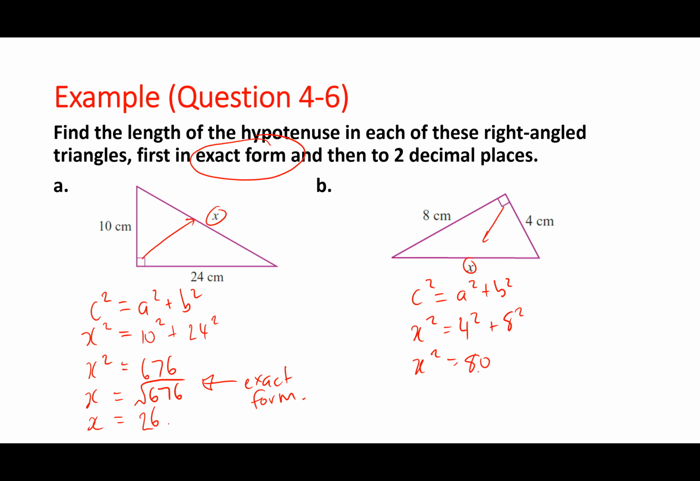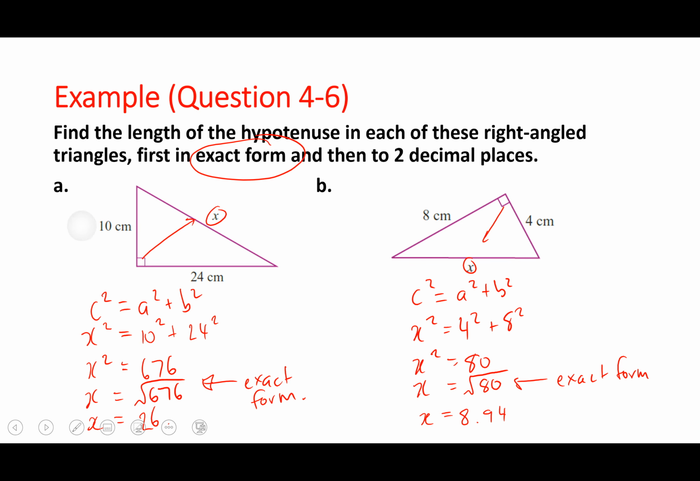Now, to get the x by itself, I'm going to do the square root. If x squared is equal to 80, then x is equal to the square root of 80. Again, this is the exact form. And last but not least, we're going to work out what it is to 2 decimal places. Putting the square root of 80 into our calculator, we get x is equal to 8.94427 and so on. Rounding it to 2 decimal places is just 8.94. So that's how you find the long side of a right-angled triangle.